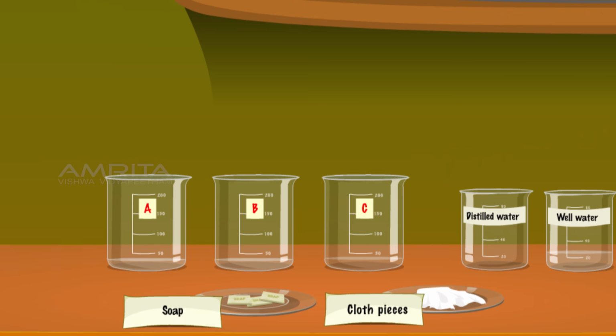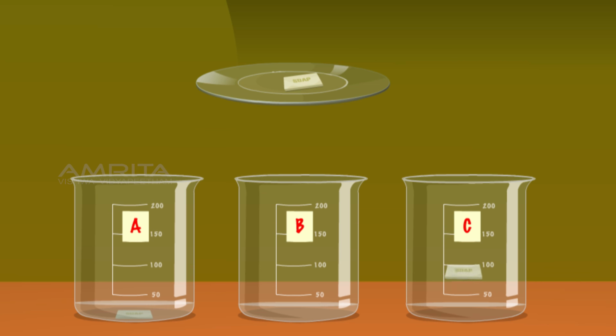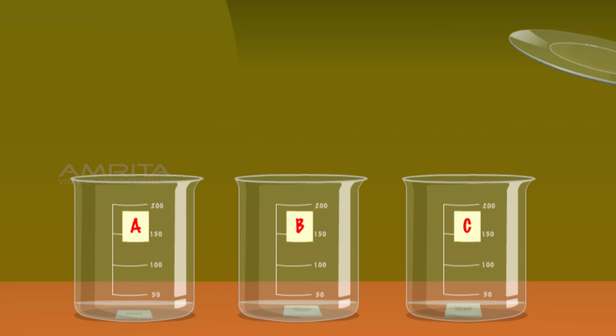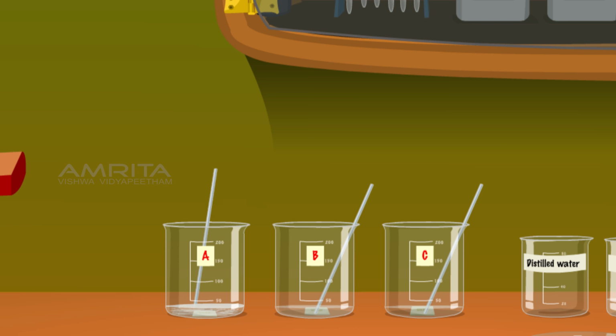Take 3 soap pieces each weighing 1 gram and add 1 soap piece each into the beakers A, B and C. Take 3 glass rods and place one in each beaker. Stir the contents with the glass rods to ensure that the soap has dissolved.